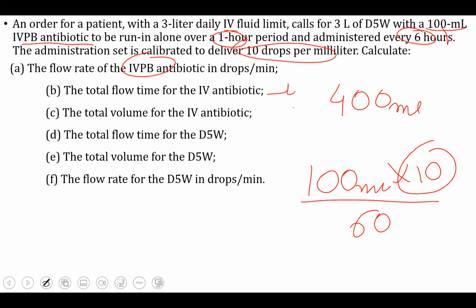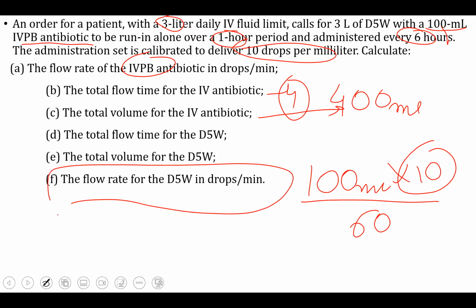Total flow time will be 4 hours, total volume will be 400, and then you subtract it from 3000 ml of your IV fluid. 20 hours, you will run the main line, that is the IV fluid line, and that is how you can calculate the flow rate for D5W.